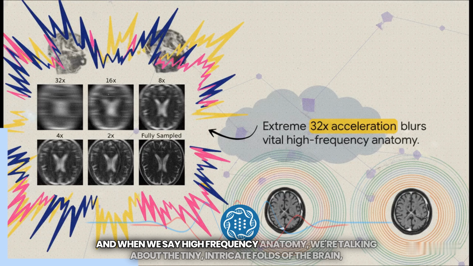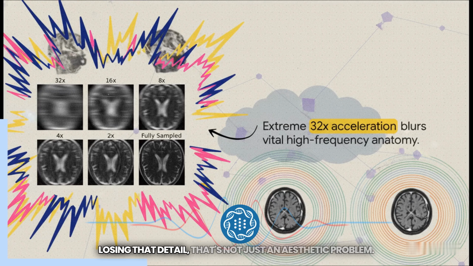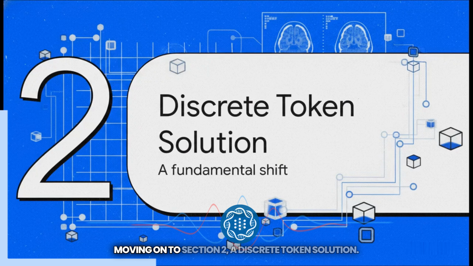And when we say high-frequency anatomy, we're talking about the tiny, intricate folds of the brain, the delicate margins of tissues, or the exact boundaries of a potential tumor. Losing that detail? That's not just an aesthetic problem. It is a critical loss of the exact medical data a doctor needs to make a life-saving diagnosis. Moving on to Section 2.